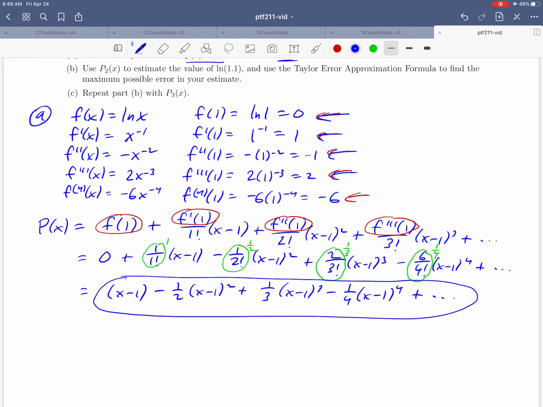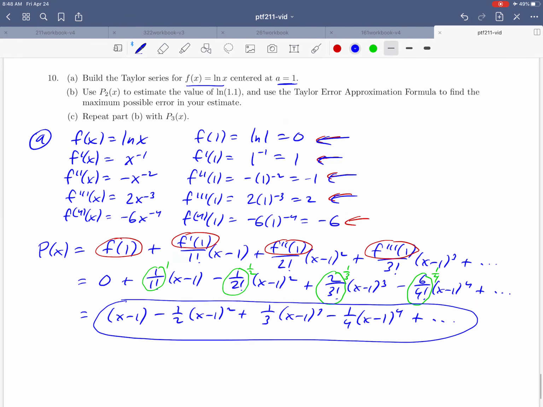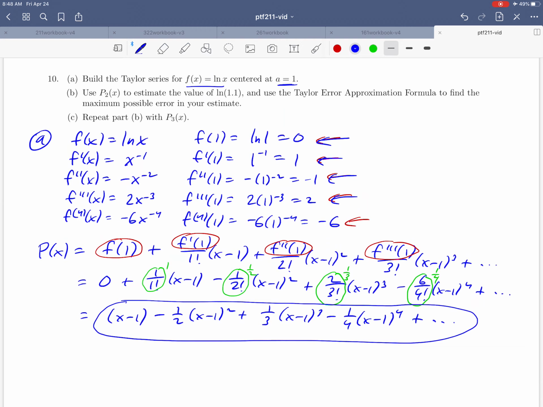Hello everybody, and welcome to exercise 10b. So we're going to continue what we did in part A. Part A asked us to build a Taylor series for ln of x, and now we're going to use that Taylor series to do an approximation. In particular, they'd like us to estimate the value of ln of 1.1, and then to figure out what the maximum error in that estimate is.